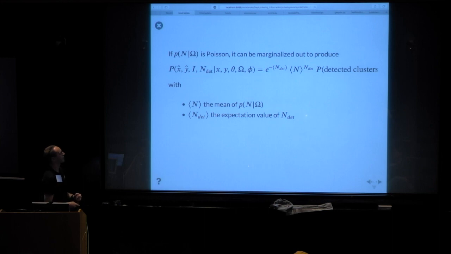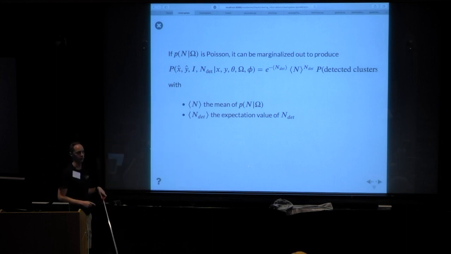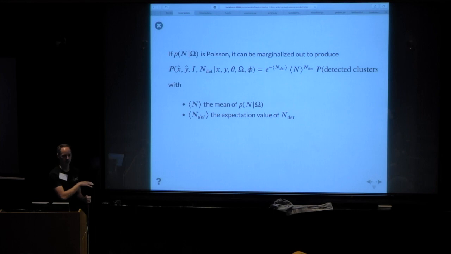Before that, though, I'm just going to say we can simplify things down a bit more. So if the PDF associated with the total number is Poisson, which I claimed it was for this experiment, and when you have sources that just sort of come into existence in the universe, that's probably a decent approximation much of the time, it turns out you can marginalize that out analytically, exercise for the reader.